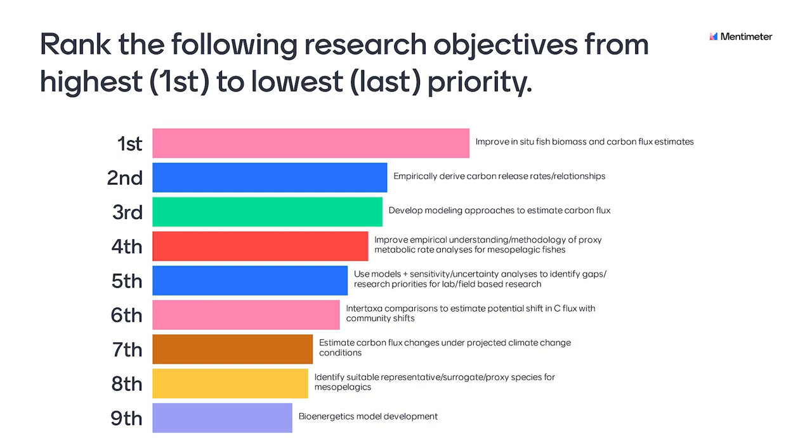The second question you answered was where you ranked the following research objectives from highest to lowest priority. Again, improving in situ fish biomass and carbon flux estimates was the top priority that you identified. Then empirically deriving those rates, then modeling approaches, and then the rest followed. But definitely the rates and biomass were key themes there.